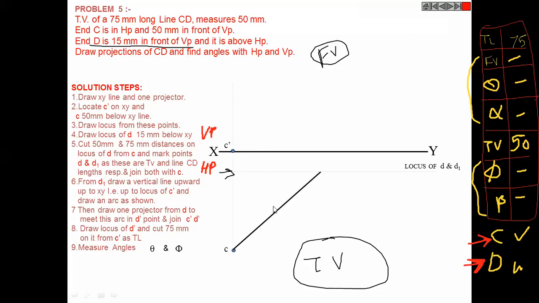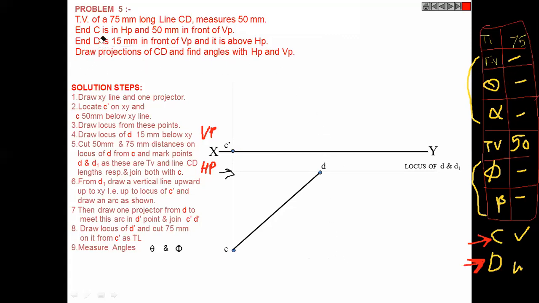So now we know the true length is 75 mm. So it can cut here. Okay, so we can get this D point. Understood or not? Yes. That is how we got this D point. Now again match it with your definition. D point is 15 mm away from VP, and the CD line is also 75 mm. Understood? Yes. Okay, see what is next. So now what is this? D1. Understand?